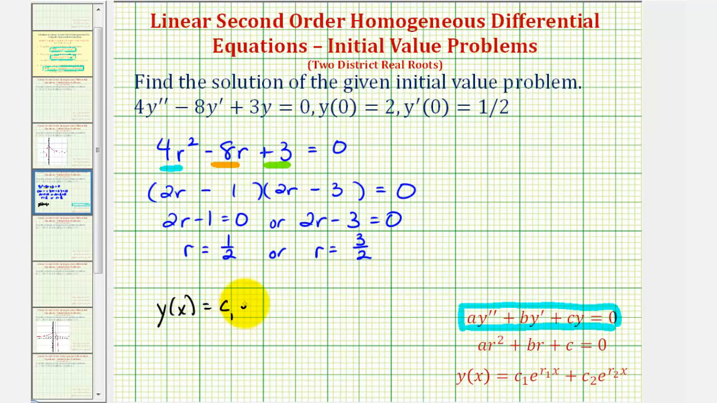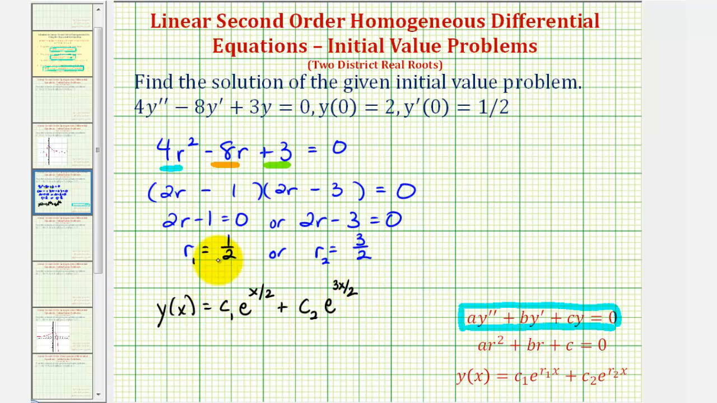So for our problem, the general solution will be y, or y of x, equals c sub 1, some constant, times e raised to the power of r sub 1 times x. Let's call this r sub 1, and we'll call this r sub 2. So we have e raised to the power of 1/2 times x, or x divided by 2, plus c sub 2 times e raised to the power of r sub 2 times x, which would be 3/2 times x, or 3x divided by 2.